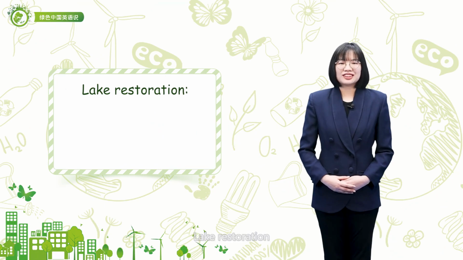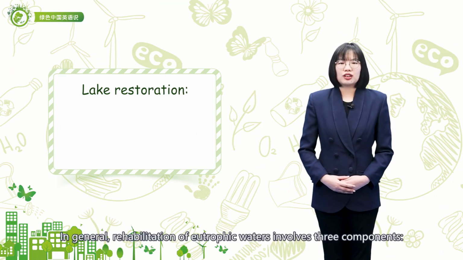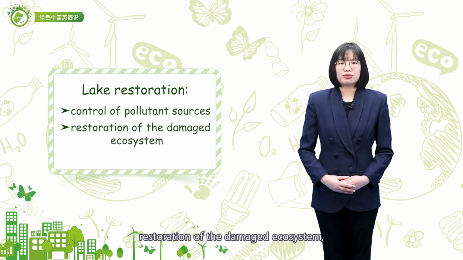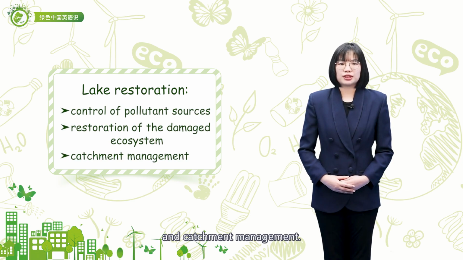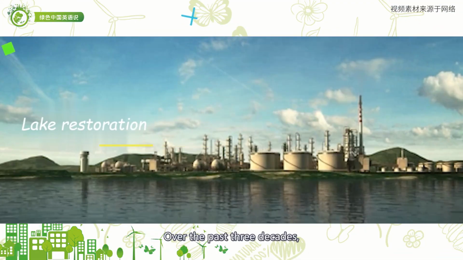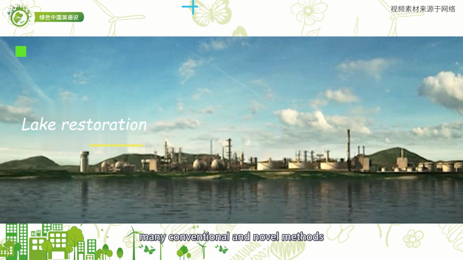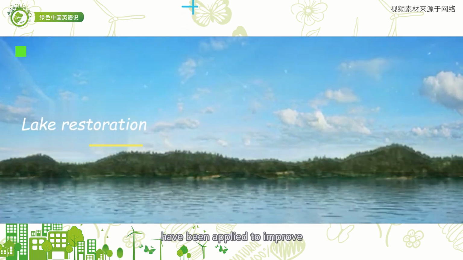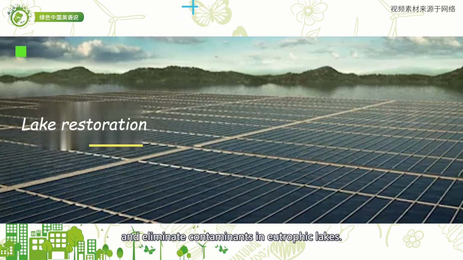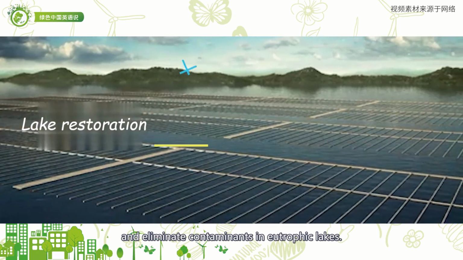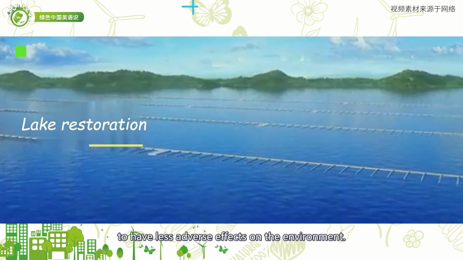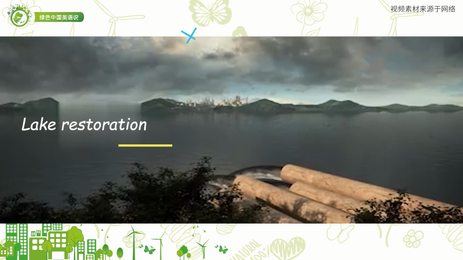Lake restoration. In general, rehabilitation of eutrophic waters involves three components: control of pollutant sources, restoration of damaged ecosystems, and catchment management. Over the past 3 decades, many conventional and novel methods that use physical, chemical, and biological processes have been applied to improve and eliminate contaminants in eutrophic lakes. Among the three, biological processes are considered to have less adverse effects on the environment.